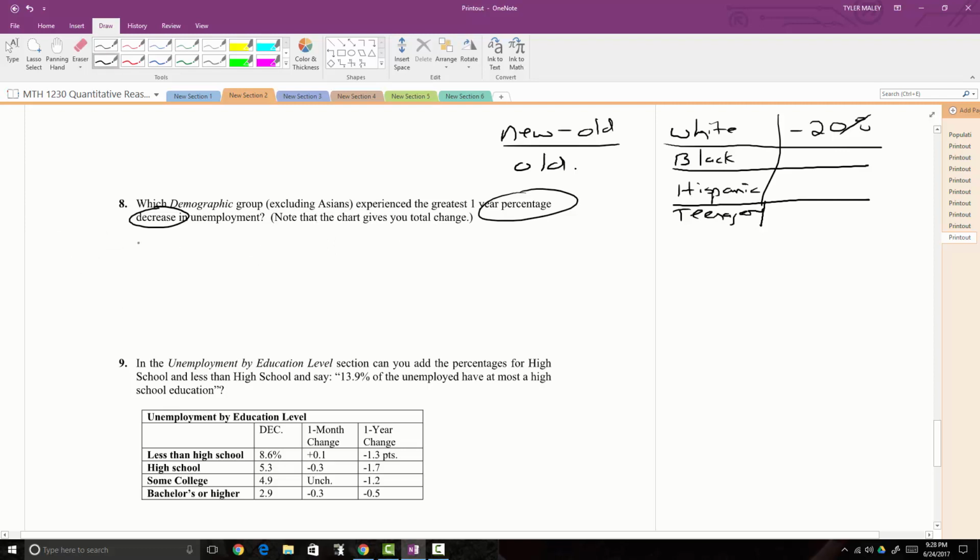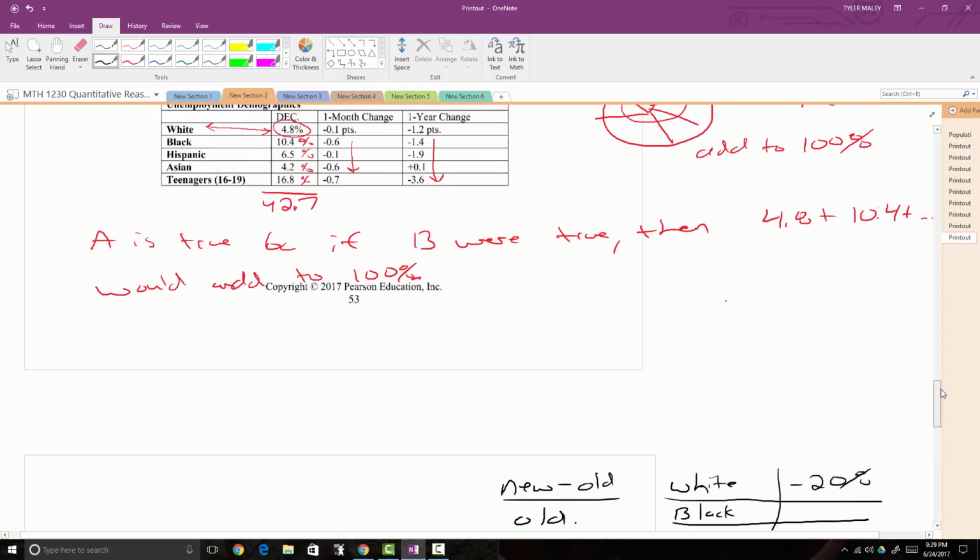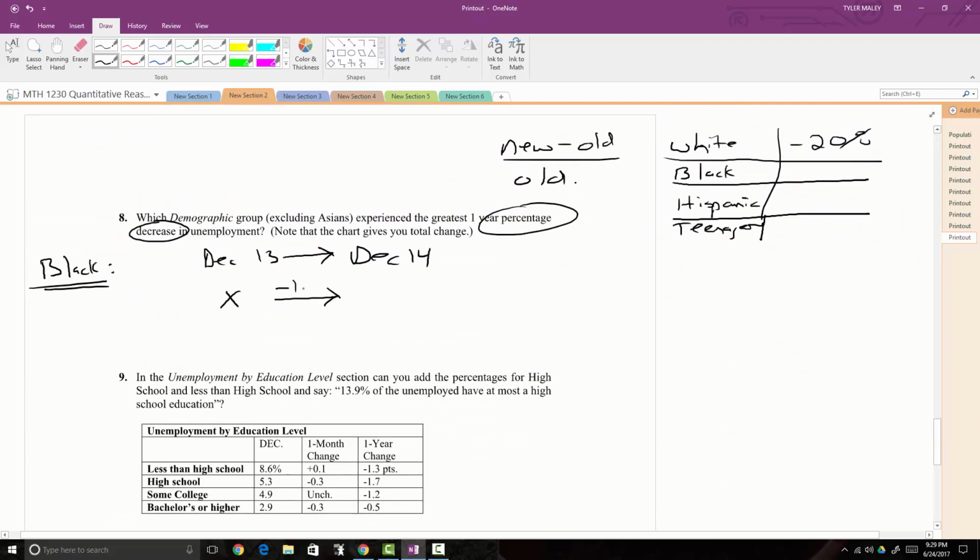So let's do the black. For the black, again, we're going December 13 to 14 still. We don't know what this amount was, but going from here to here, we had minus 1.4 points, and that's percentage points. So again, we have to keep track of the difference between percent and percentage points. Then if we look at the table for black, in December of 14, there was 10.4%. So the equation I would have is X minus 1.4 equals 10.4. If I add 1.4 to both sides, X equals 11.8.